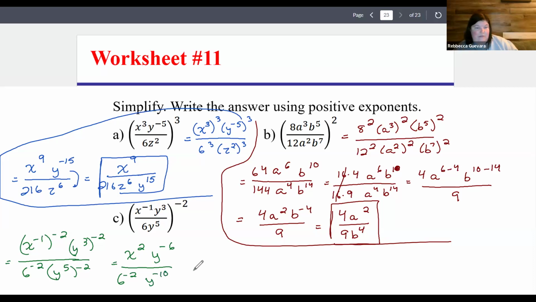So we have a y on the top and the bottom. We don't have another x, but we can combine the y's. Y to the negative 6 minus negative 10 from the bottom. And then we got 6 to the negative 2. I have x, y to the 4th, 6 to the negative 2.